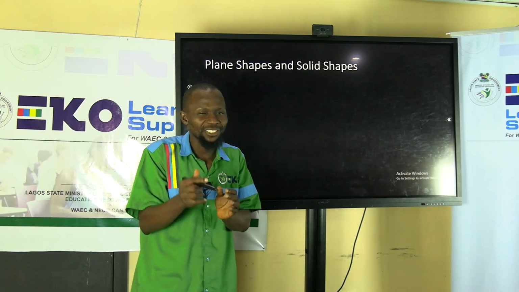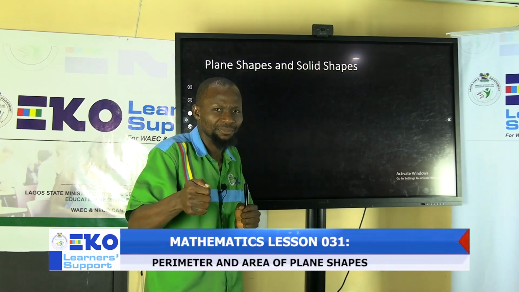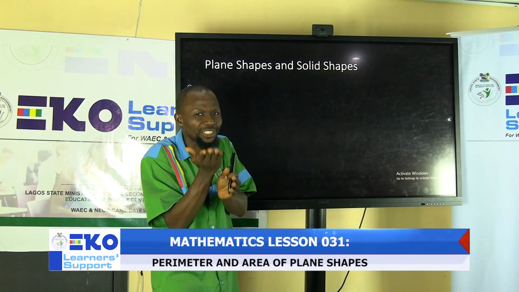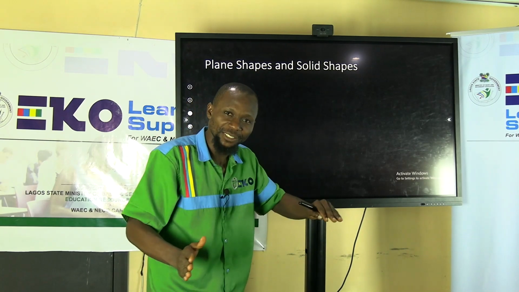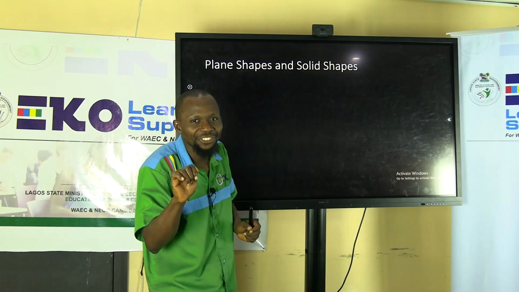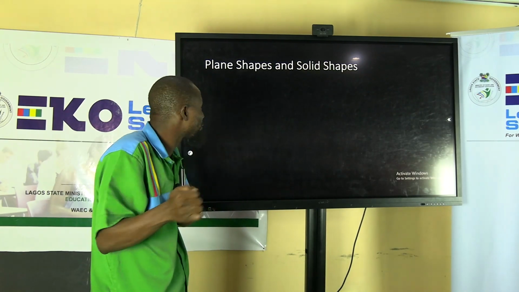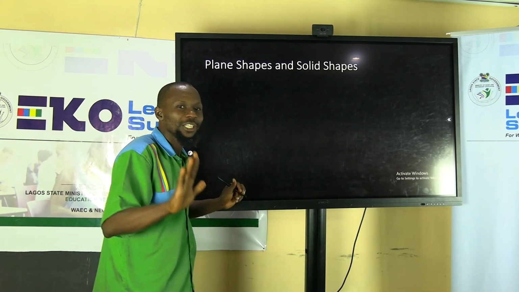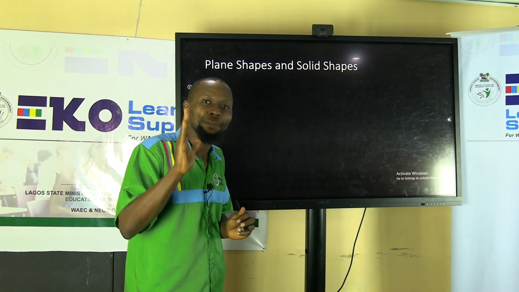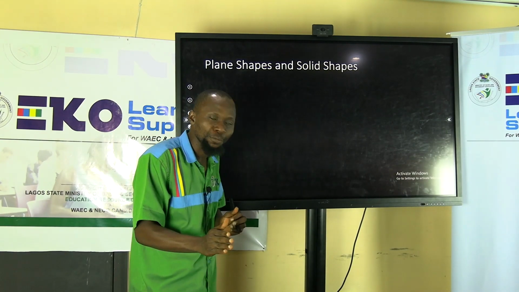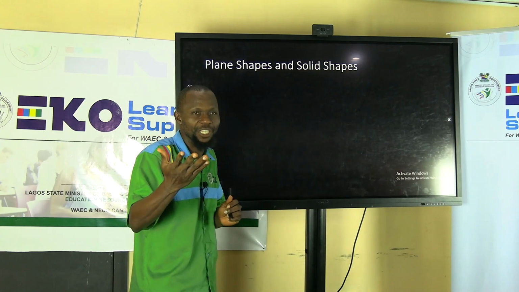Can you see that the thickness is negligible? You may not be able to measure the thickness, but you can actually measure the length and the breadth. But the thickness is somehow negligible. We may not be able to use our ruler to measure it. So in such a case, we have what we call a plane shape. In a plane shape, the height or the thickness is always negligible.